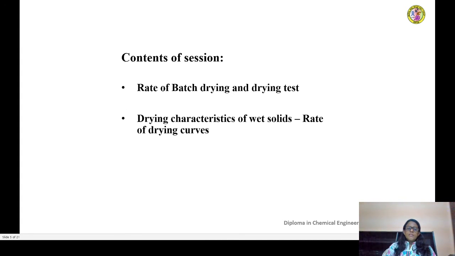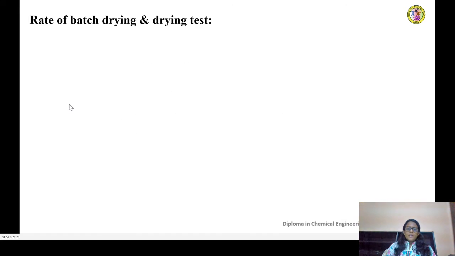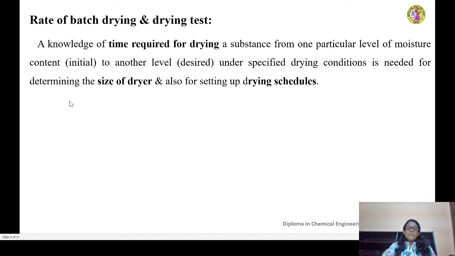So in today's class, we need to understand what is meant by the rate of batch drying, and how to conduct a drying test, and what is the purpose of conducting a drying test for a given sample. Then we also have to learn the characteristics of wet solids with the help of results obtained in a drying test. And in that part, we are going to study the nature of different types of drying curves.